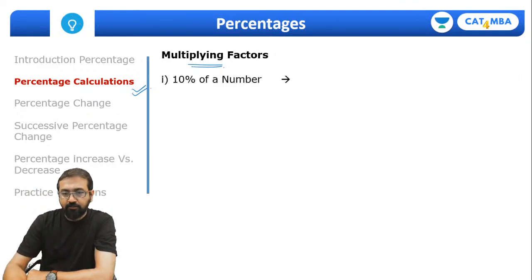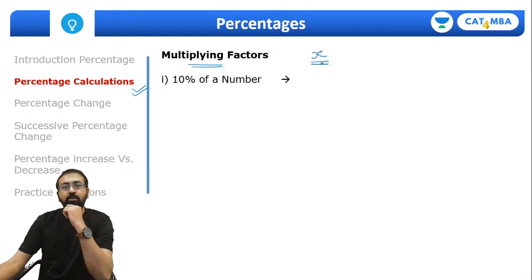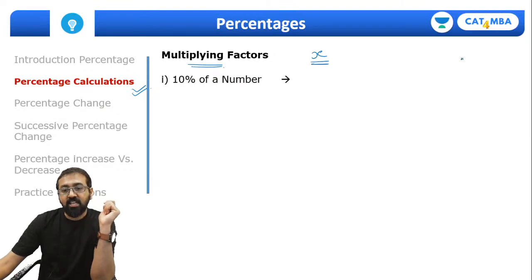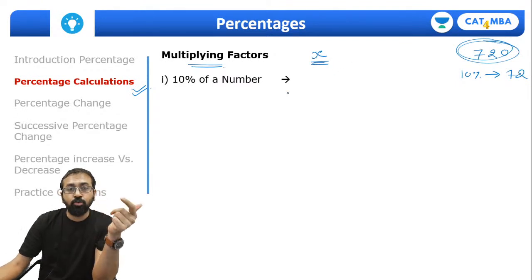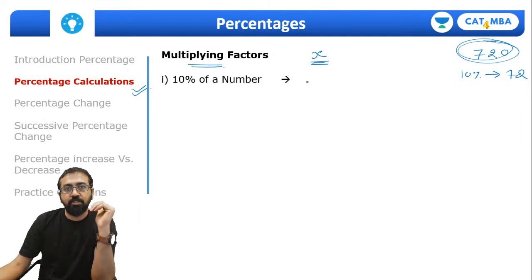Okay, fine guys. So if I ask you 10% of a number, let's assume the number is X, and I want to find out 10% of a number. See, once again, if I give you a number like 720, and if I ask you 10%, you will straight away tell me, sir, it's 72. Right? So finding 10% of any number is very simple, but when we deal in variables, then we'll have to use multiplying factors when we want to represent it in some equation form or so.